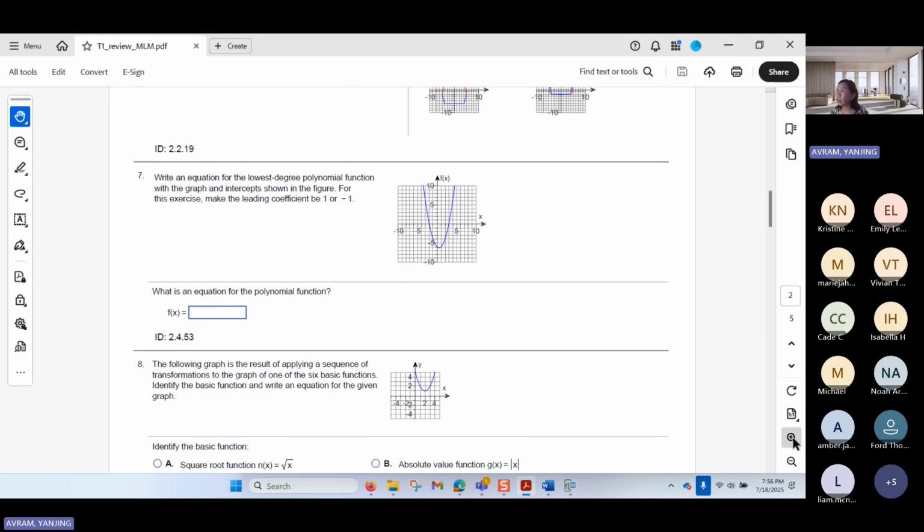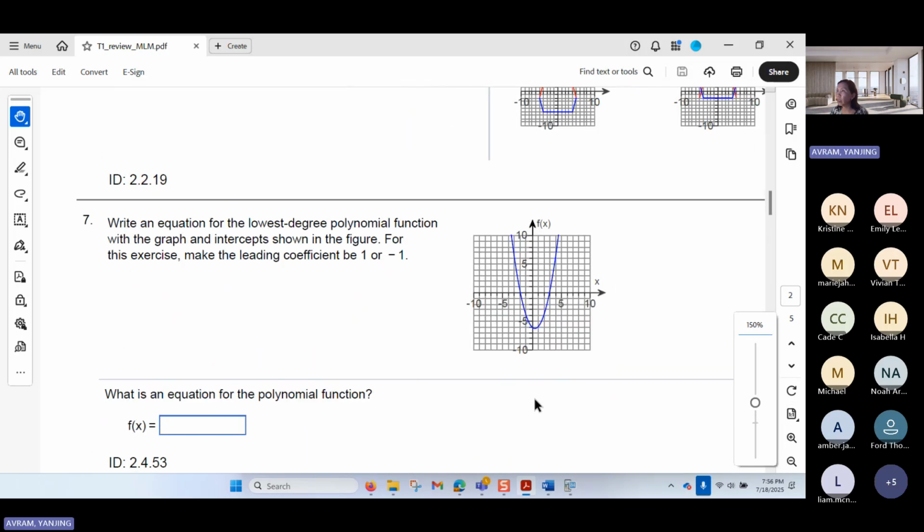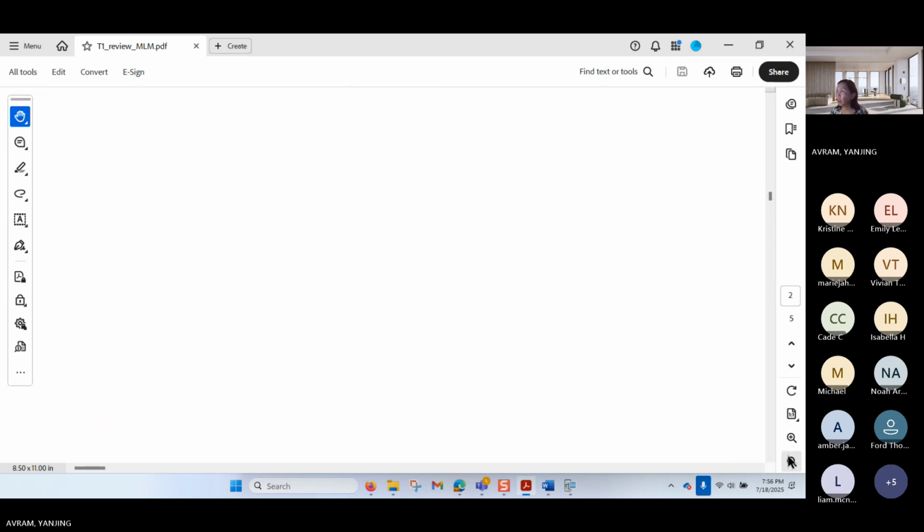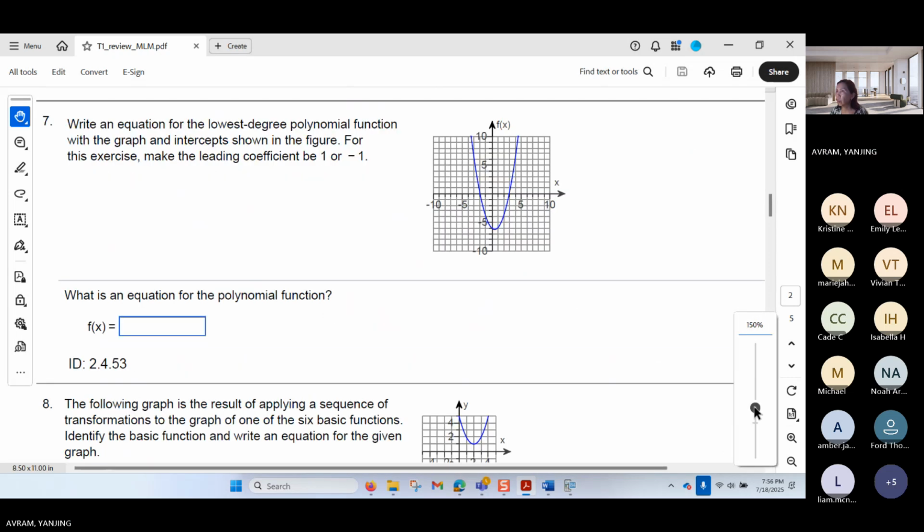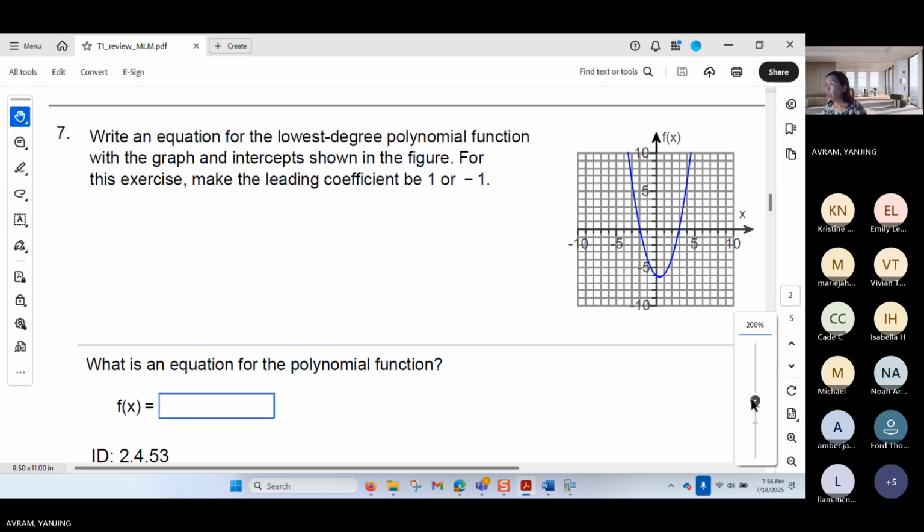And then we just need to write down the vertex, right? So write down the vertex here. We have this vertex here, looks like we have an x here, and then this one is 5, right? Okay, so write down the equation.